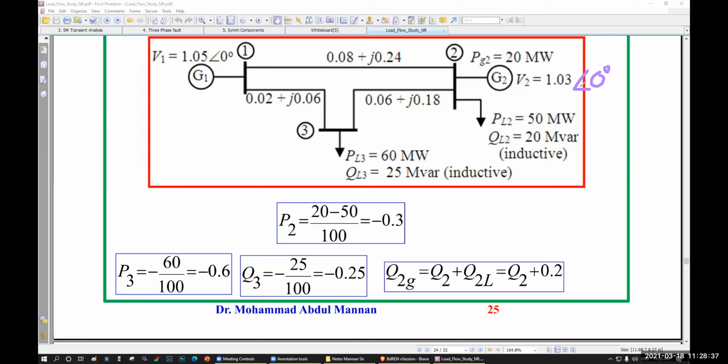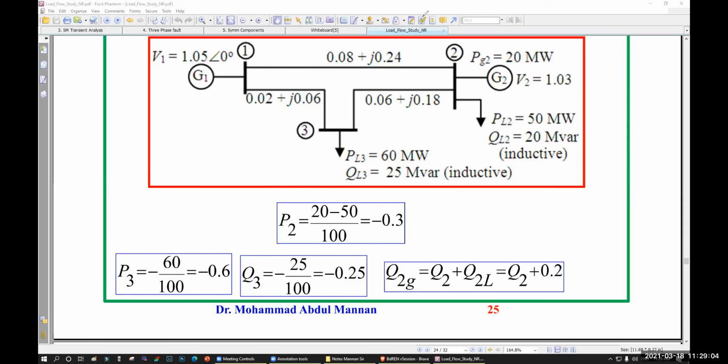0 degree, right? Then what? We have to assume V3. What is our V3? 1. What is our delta 3? 0. Got my point? We have to assume this one. We have to assume 1 angle 0. These are the 3 things we have to assume, and these are the 3 things we have to find out.